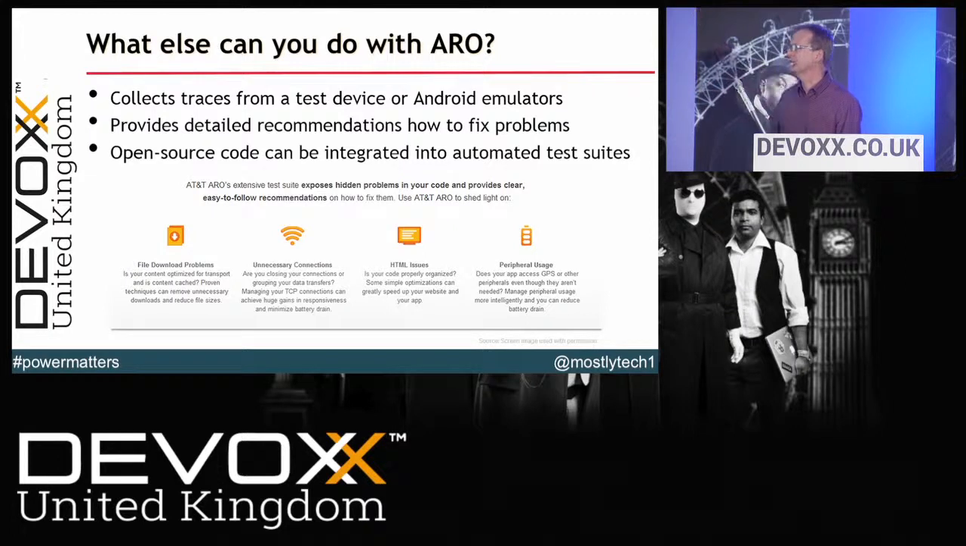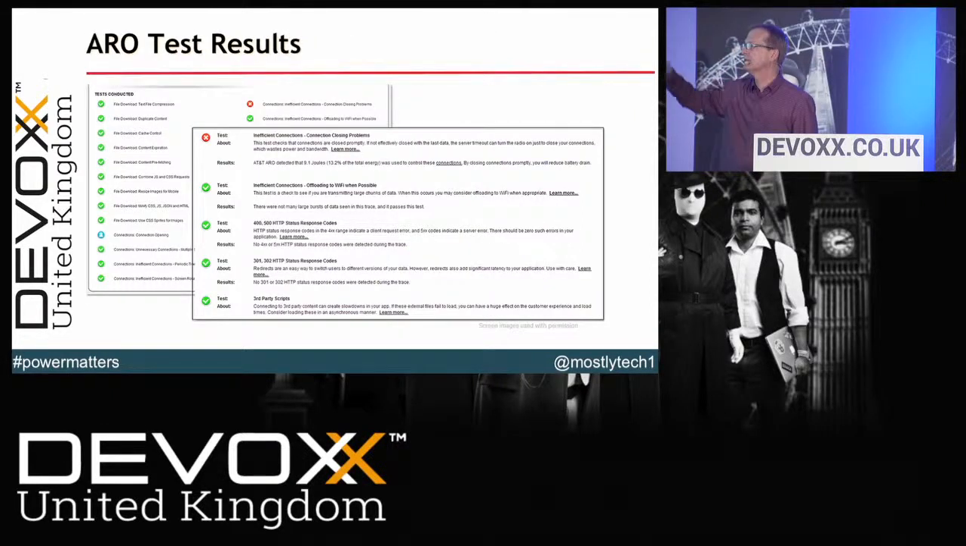There's a bunch of other things you can do with Arrow. It's going to show a lot of other problems, and you can read about that. My favorite thing is it will run a suite of 25 different tests on your app, and gives you a very simple report where you get green checks or you get a red X. And then you look at the problem areas, and when you click on that, in this case, there's a connection closing problem. It tells you what the problem is. You can click on Learn More, and it will give you some best practices on how to eliminate that problem. A very useful app.